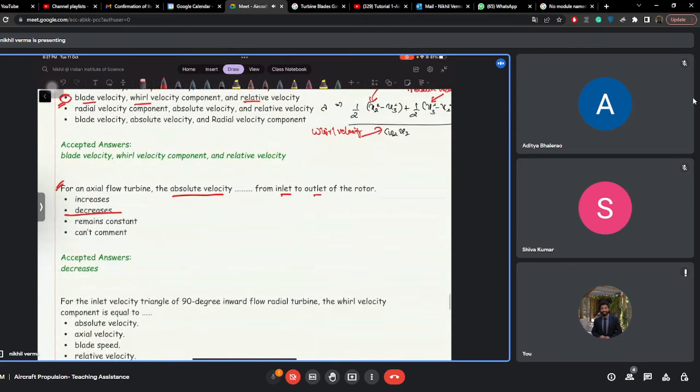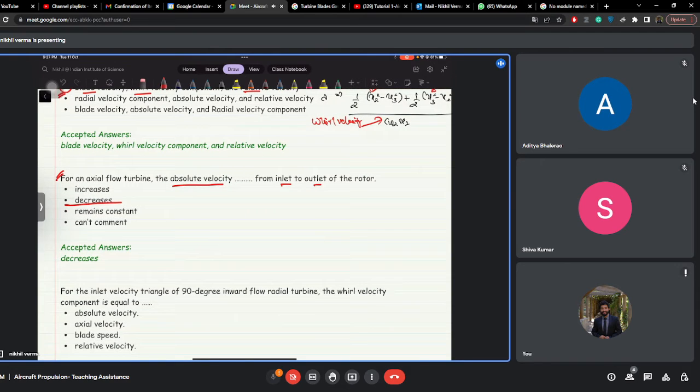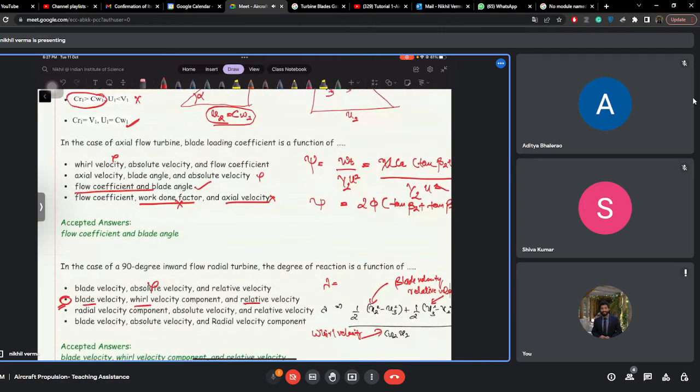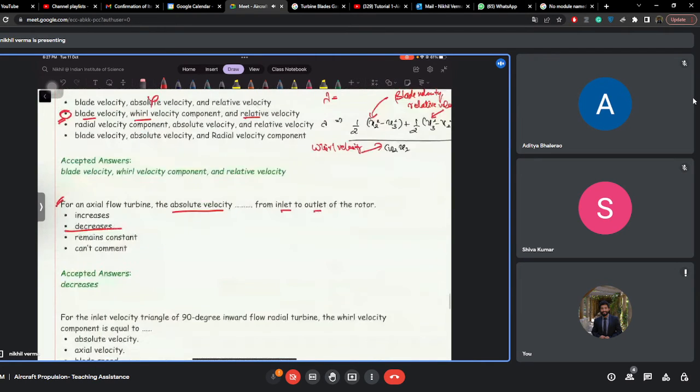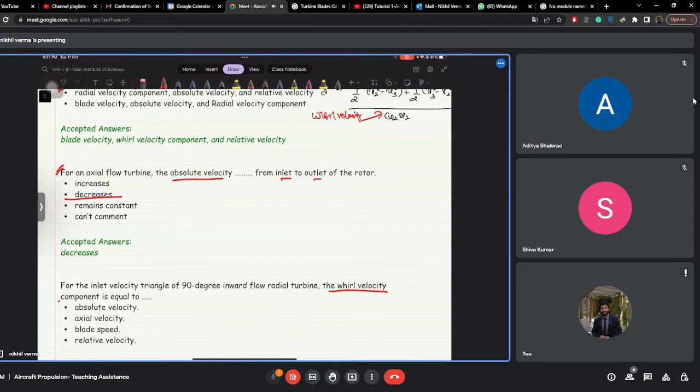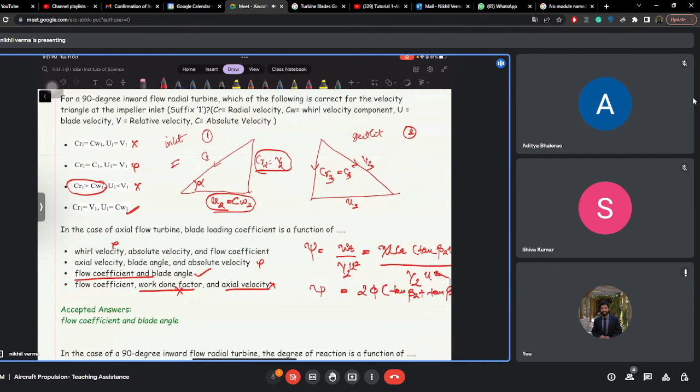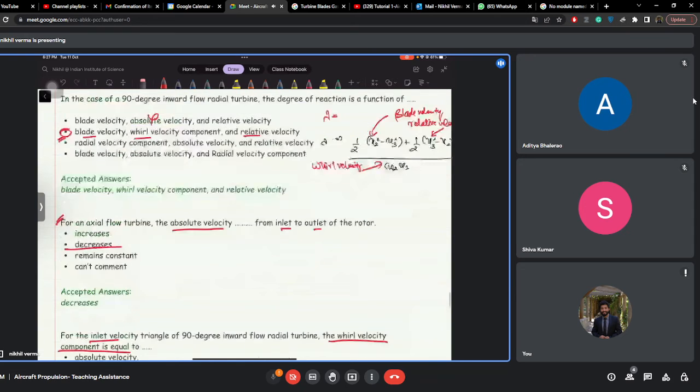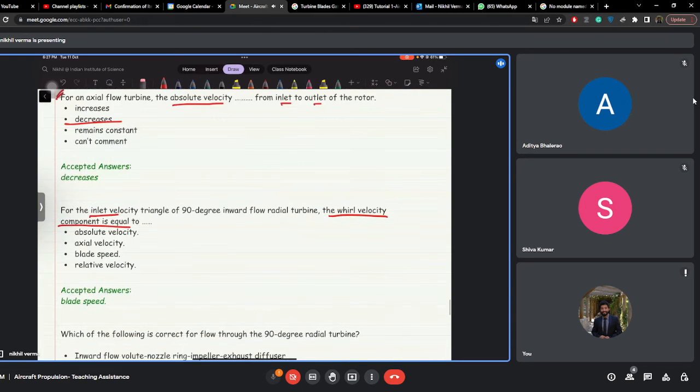Okay, so let us move to the other problem. For the inlet velocity triangle of a 90 degree inward flow radial turbine, the whirl velocity component is equal to... So how will you proceed for this? This is actually similar to the previous problem. The whirl velocity component they are asking, at the inlet, is equal to the blade velocity, right? So the correct answer for this is the blade speed.